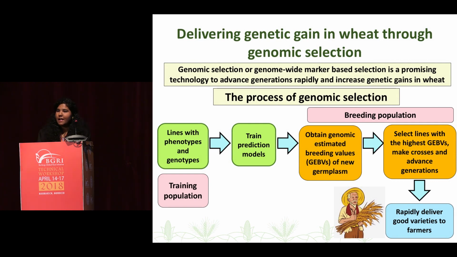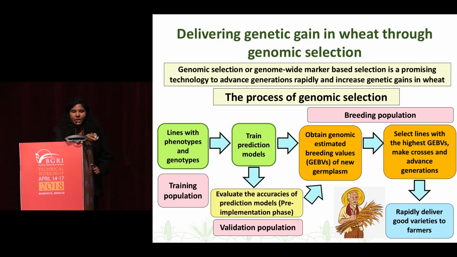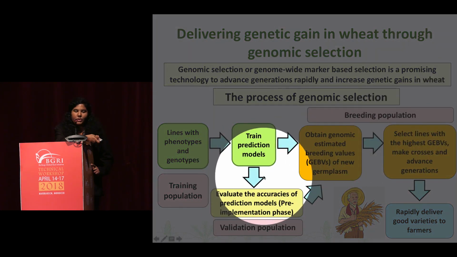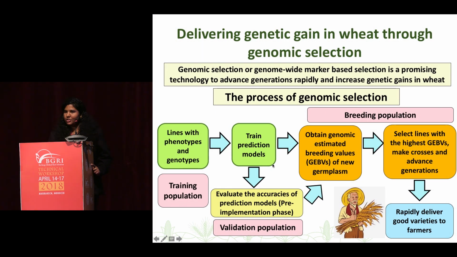This process can help us rapidly get varieties to farmers, and our ultimate aim is to deliver genetic gain quickly to farmers. There's also another parallel path that you can do. You can evaluate the accuracies of the prediction models, as we see here, and I would call this a pre-implementation phase, because before implementing any new technology, we would have to test it on our germplasm and evaluate how effective and useful that technology is going to be. So we are currently working on that pre-implementation phase before implementing genomic selection in CIMMYT's wheat breeding program.